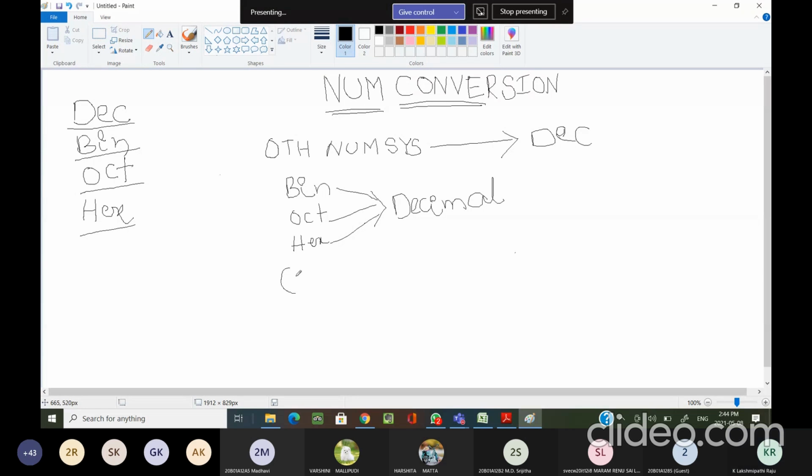238, sir. 238. Okay, I am changing it slightly: 2AC of hexadecimal number, and convert this into decimal. 2AC of base 16 into decimal.